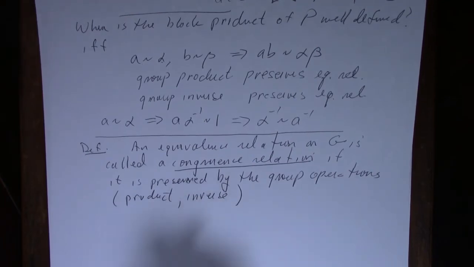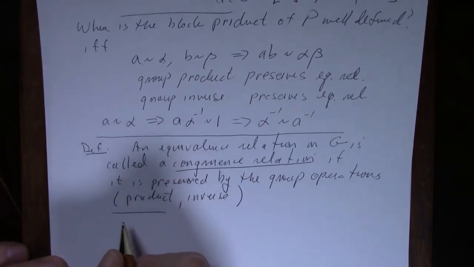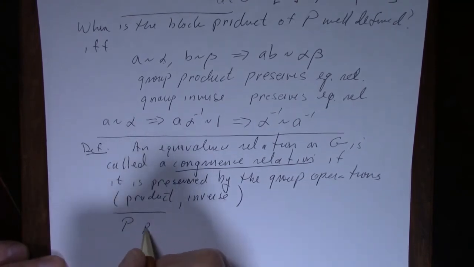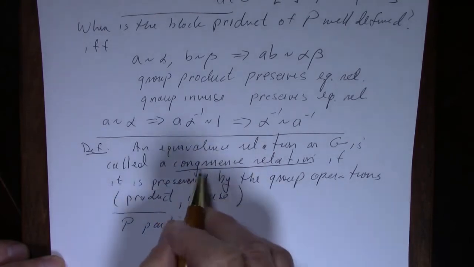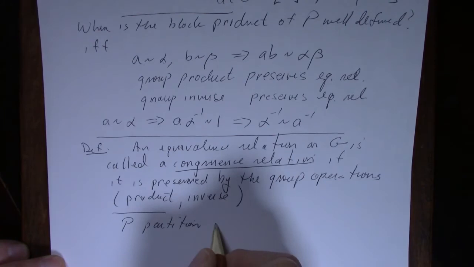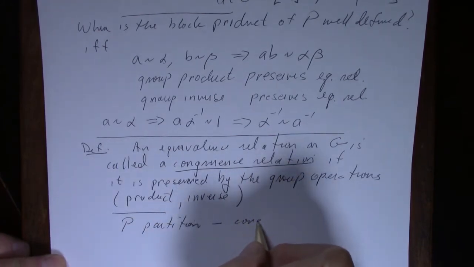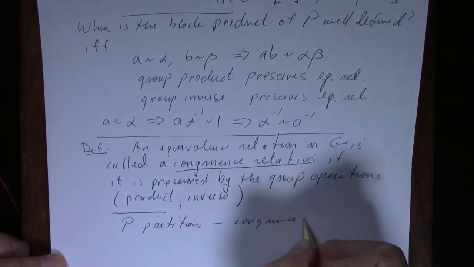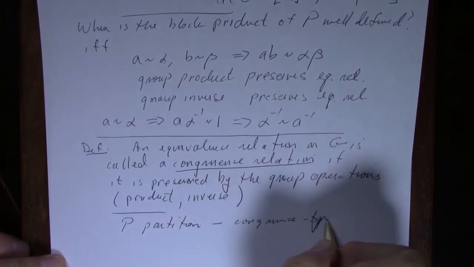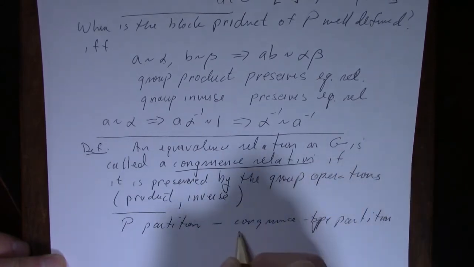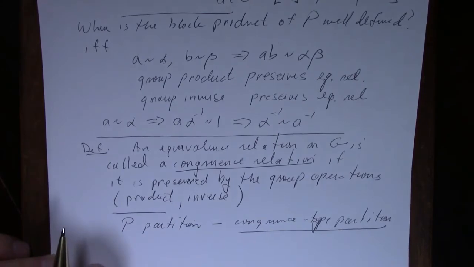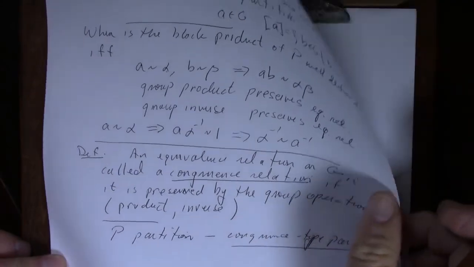As far as I know, there is no term for the partition that corresponds to a congruence relation. So I'll make one up for this talk. We'll say congruence type partition. Those are the partitions that correspond to congruence relations. That won't do any harm. I think most people would understand what that means.